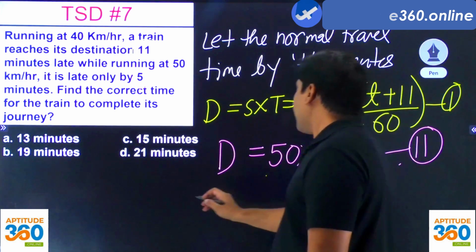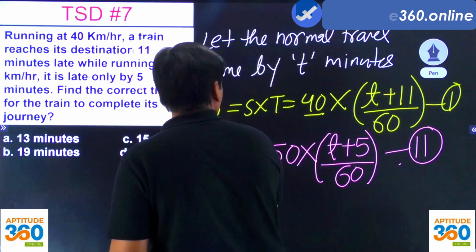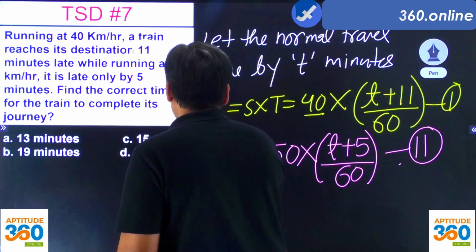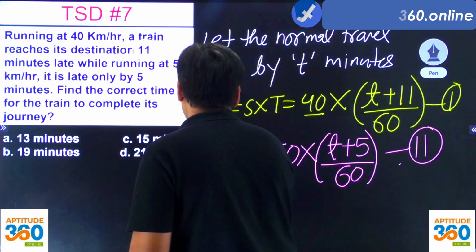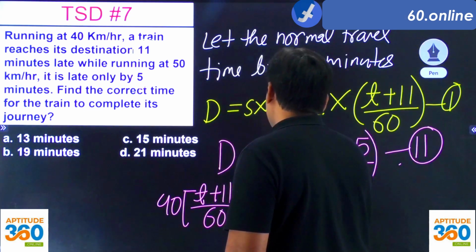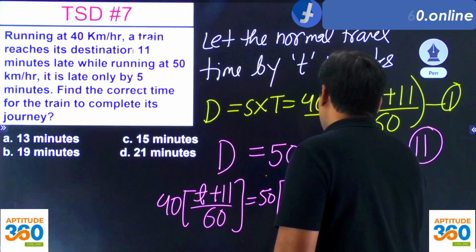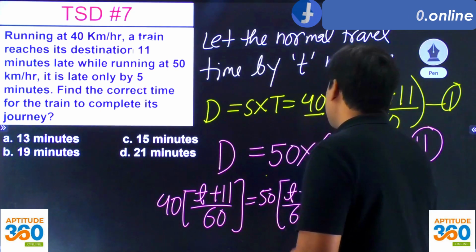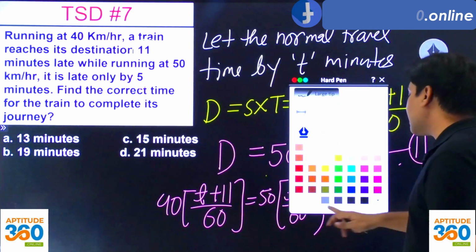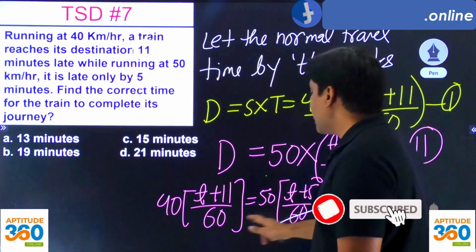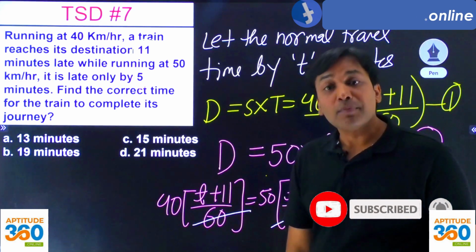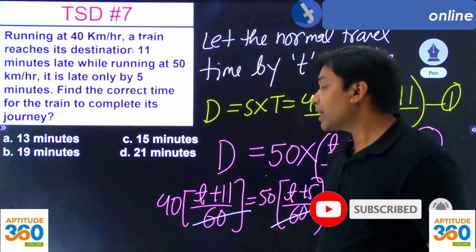नाउ if you simplify this, so I would say that 40 times (t plus 11) by 60 is equal to 50 times (t plus 5) by 60. Now there are people who will say that आपने 60 लिखा ही क्यों जब आपको कैंसिल ही करना था. And I say that भाई आप करो, एग्जामिनेशन में बैठेंगे तो इतना तो लिखेंगे नहीं, बट स्टेप बाय स्टेप समझाते हुए तो लिखना पड़ेगा हमारे को.